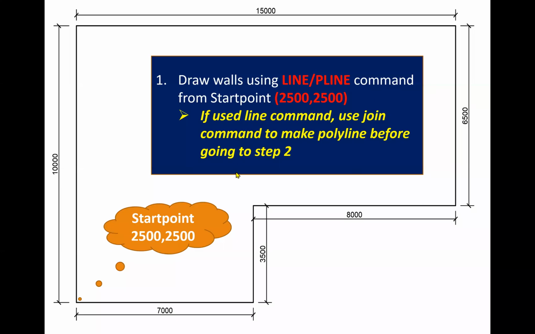Okay, welcome back, students. So we're going to begin our floor plan by drawing the walls using the line command, starting at point 2500, 2500. We'll then move to the next step by using the join feature to turn them into polyline. An alternative to using the line command could have been the polyline, but because we want to go through the steps again, how to turn lines into polyline, we're going to go with the line command.